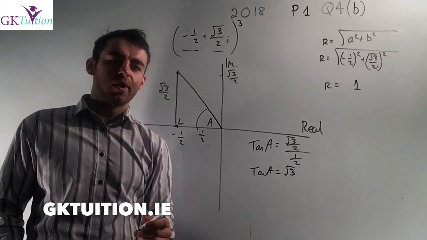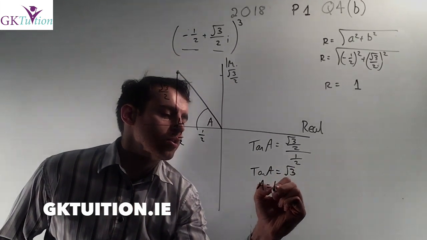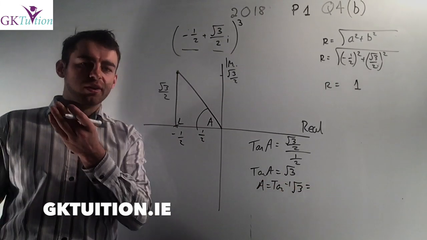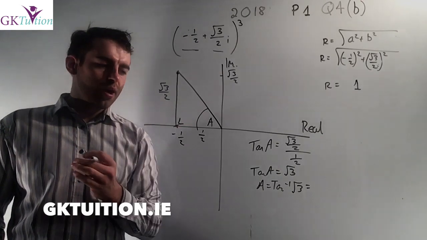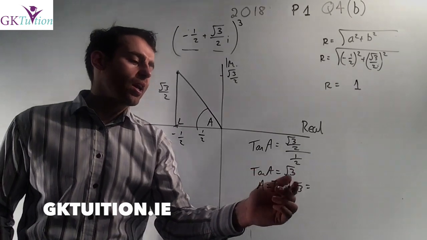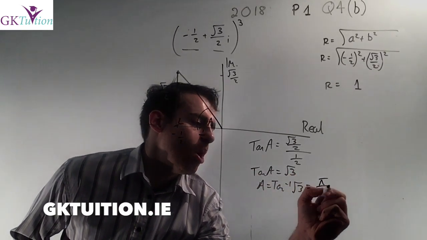If tan A equals square root of 3, to get A on its own, it's just tan inverse of root 3. And then you can leave your answer here in degrees or you can leave it in radians. I'm going to go with radians. So if you read this off your log tables, or use your calculator, tan inverse of root 3 works out as pi over 3.